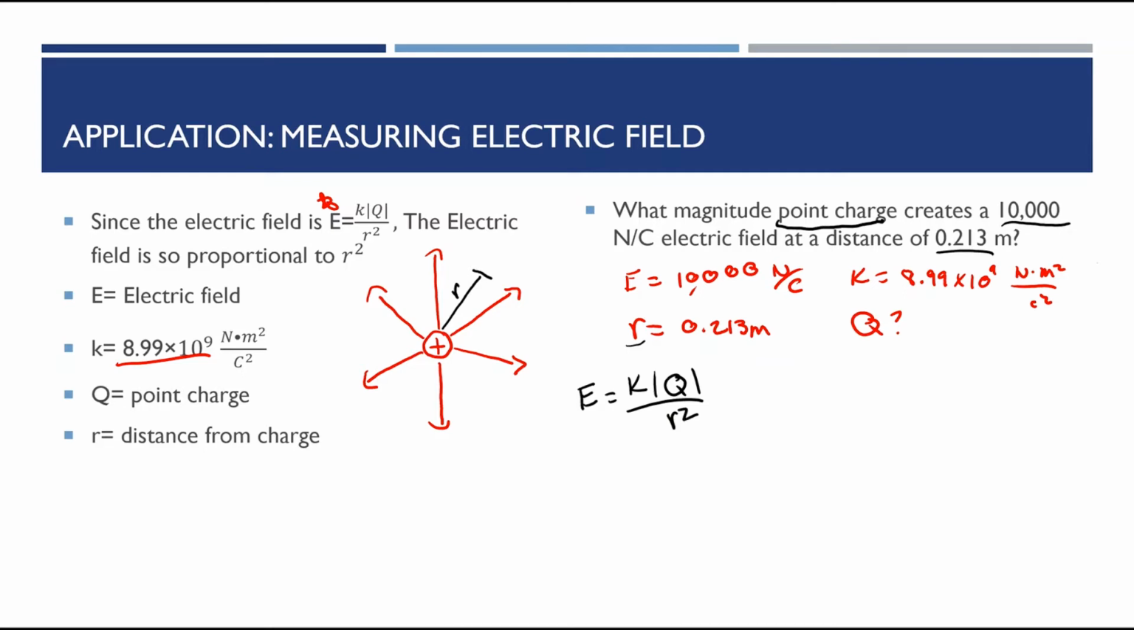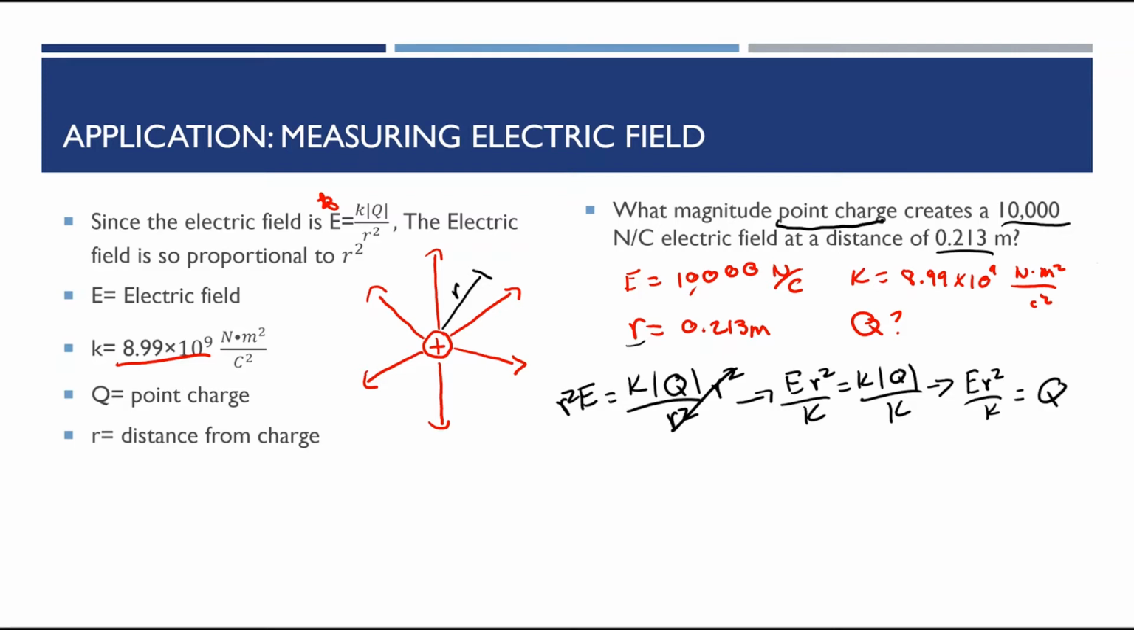Now I'm going to do a little bit of algebra in order to solve for Q, and then we'll plug in all of our numbers that we have. So first I'm going to multiply both sides by R squared, and that's written E R squared equals K Q. And I'm going to divide both sides by K to get our Q by itself. And that's rewritten E R squared over K is equal to Q.